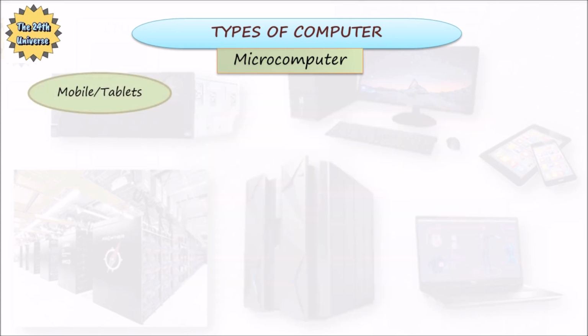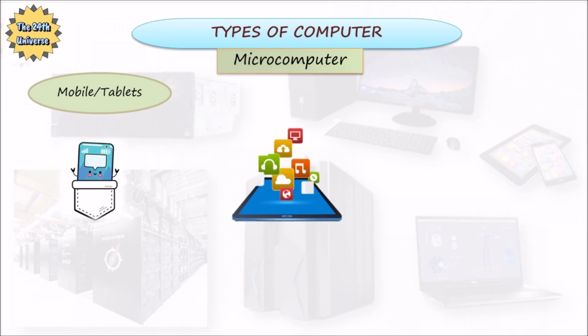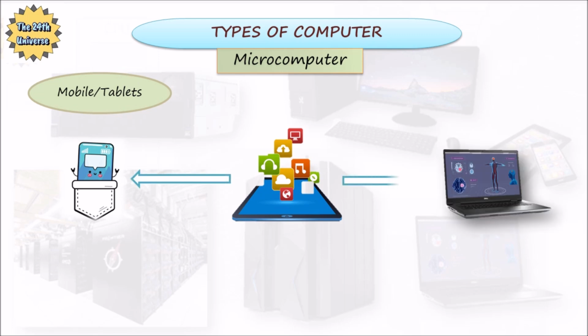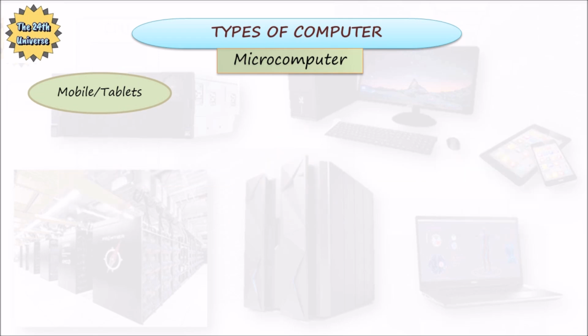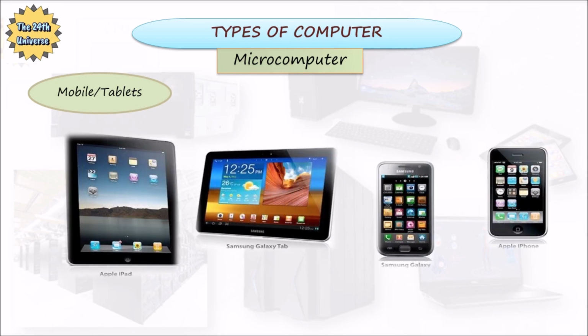Mobiles and tablets. Mobiles or smartphones are pocket friendly computers. They are used for web browsing, watching videos, reading e-books, playing games, and running applications. Tablets come in between a smartphone and a laptop in terms of size and functionality. Examples are Samsung Galaxy, Apple iPhones, Apple iPad, etc.